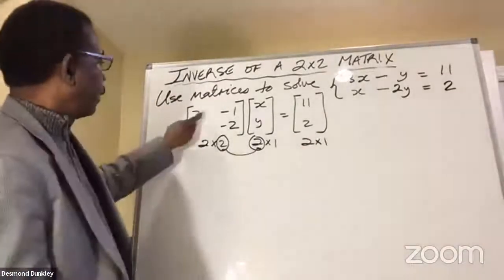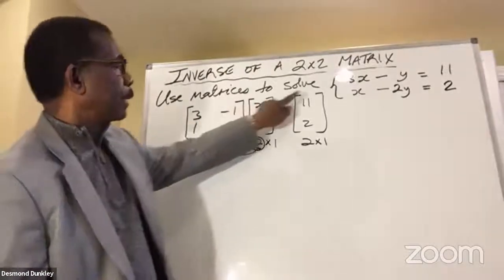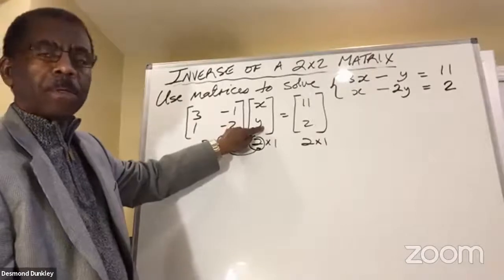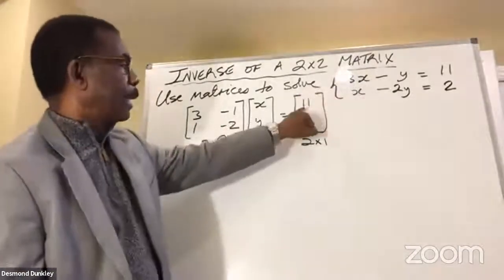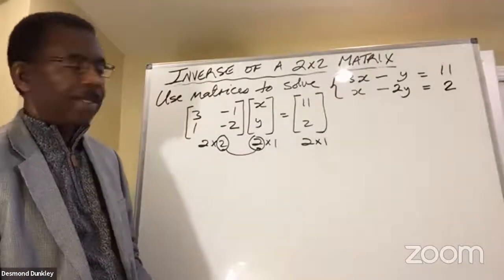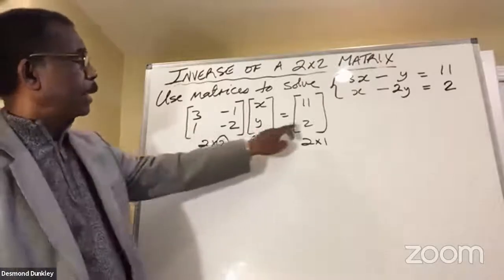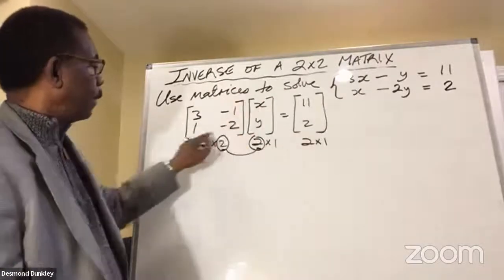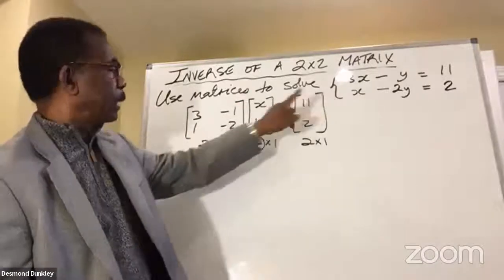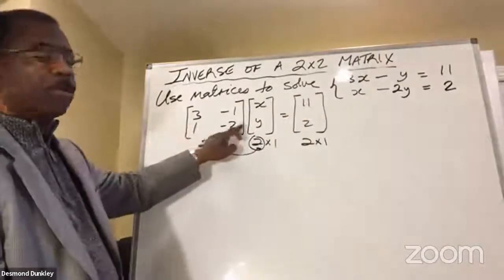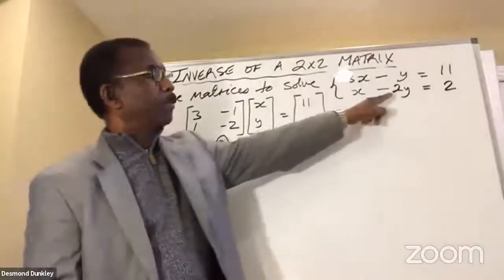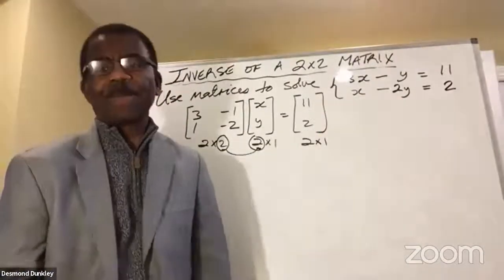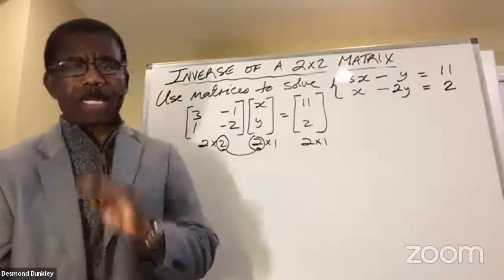Let's check. 3 times x is 3x. Plus -1 times y gives you -y. And that's going to give you the first position. Second position, this is the second row, first column. 1 times x is x. Plus -2 times y, -2y. Equal to 2. So it is consistent with what we understand.